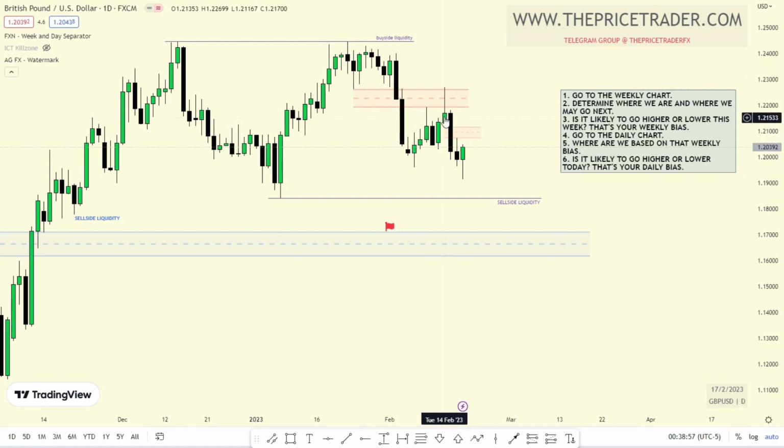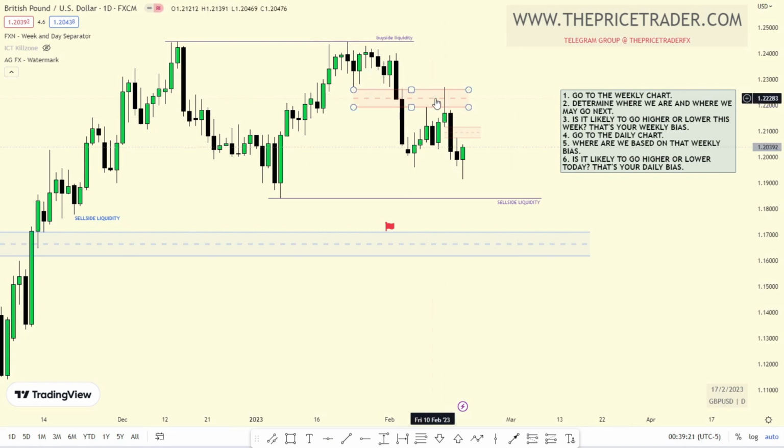So during this day, we were still watching for the market to continue higher because we already saw it continue higher. It was being attracted to this weekly imbalance. So our daily bias from this low was potentially bullish until we hit this weekly imbalance. So that's how you determine your daily bias. So the same thing we'll be doing here. Where are we based on that weekly bias?